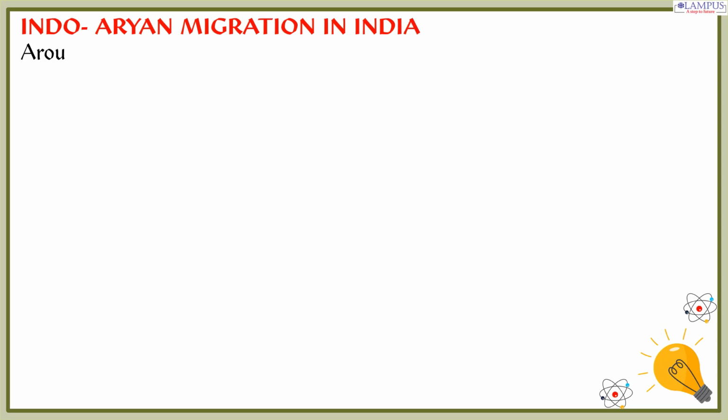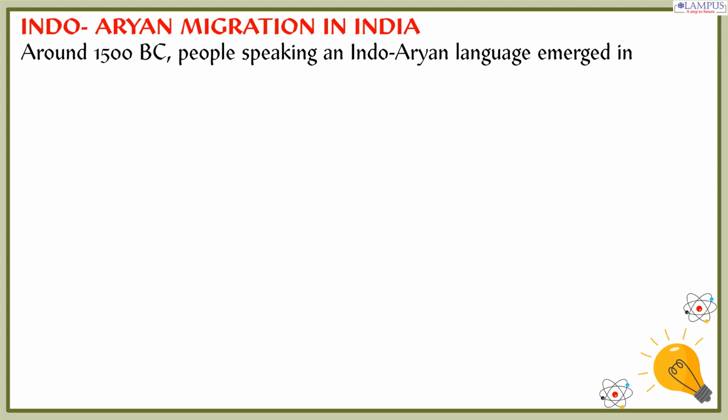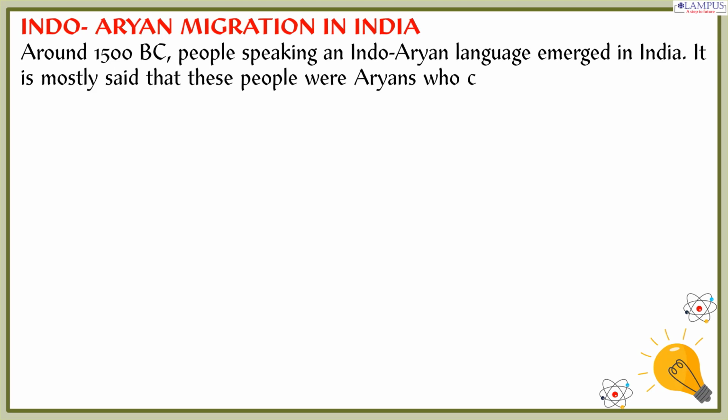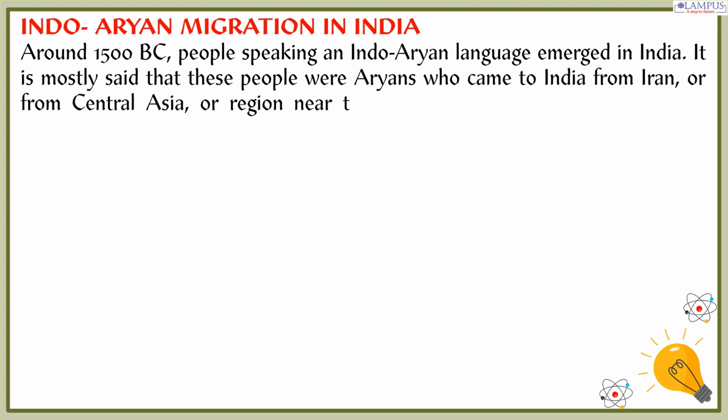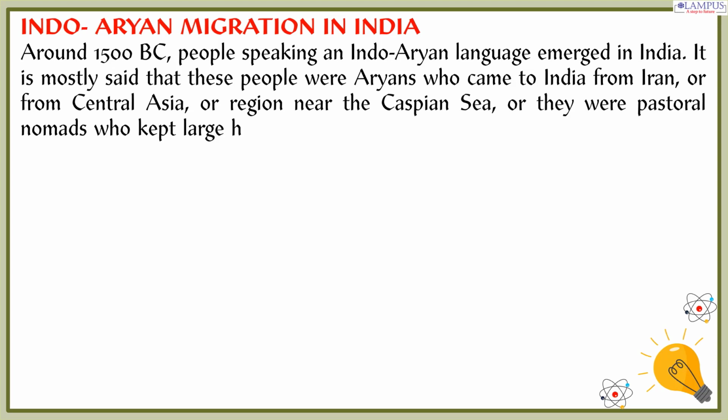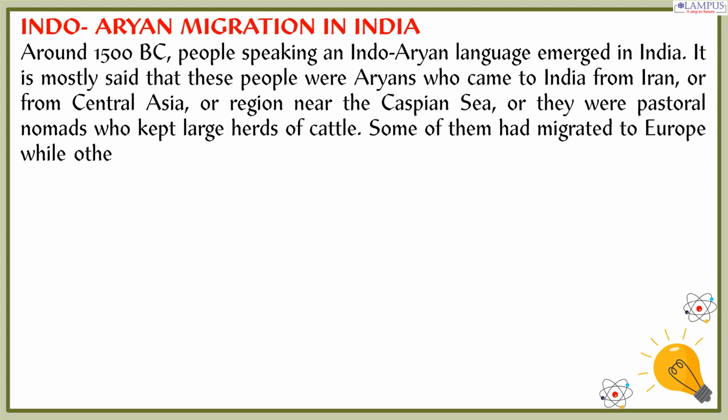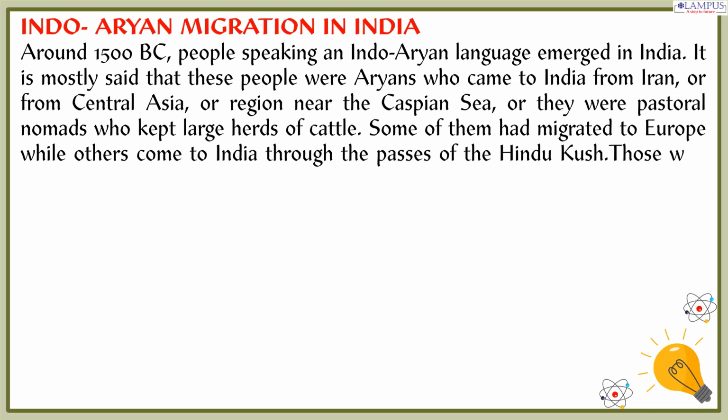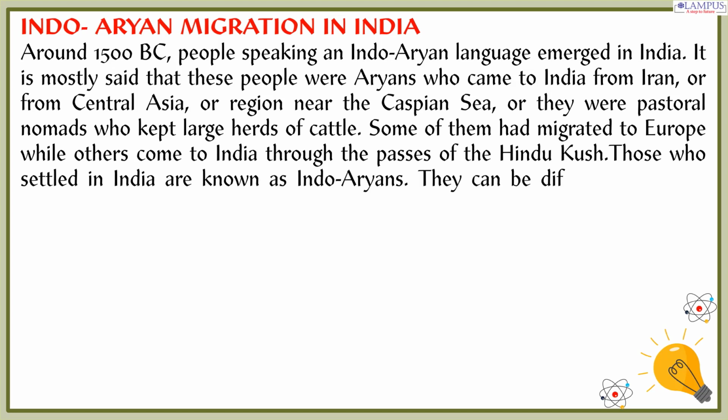Indo-Aryan migration in India. Around 1500 BC, people speaking an Indo-Aryan language emerged in India. It is mostly said that these people were Aryans who came to India from Iran, or from Central Asia, or a region near the Caspian Sea, or they were pastoral nomads who kept large herds of cattle. Some of them had migrated to Europe while others came to India through the passes of the Hindu Kush. Those who settled in India are known as Indo-Aryans.